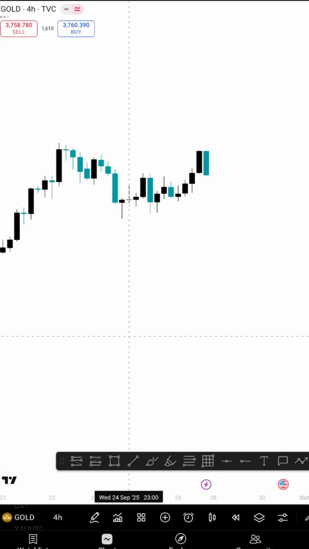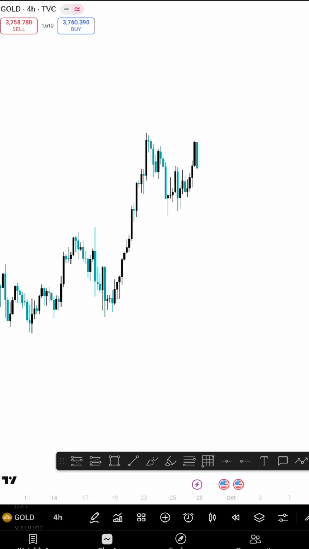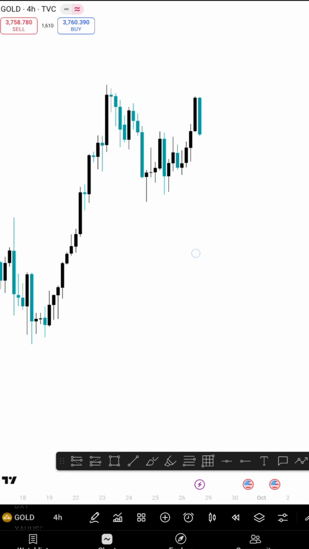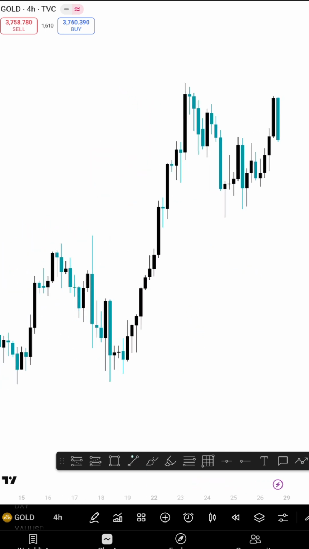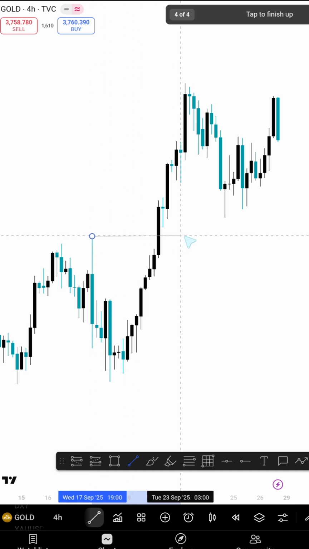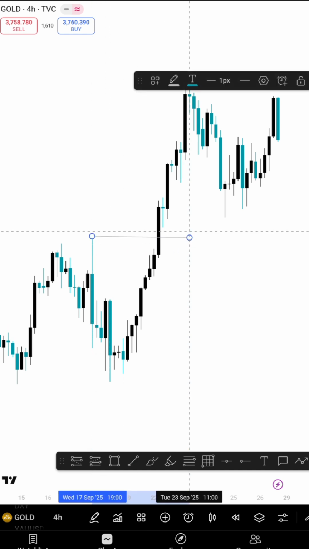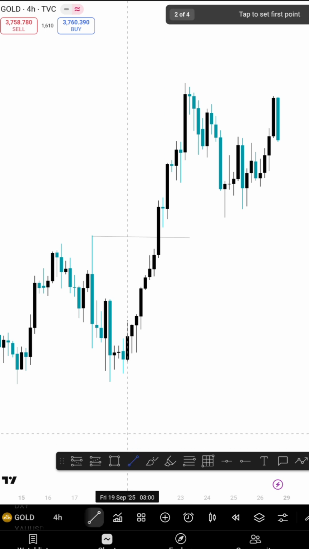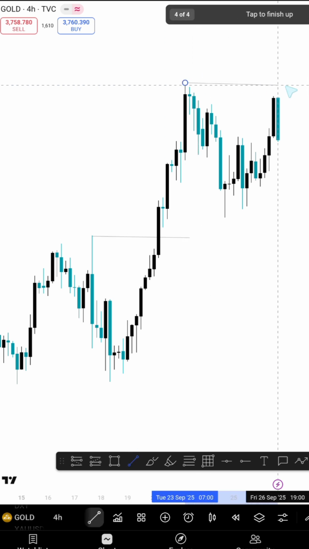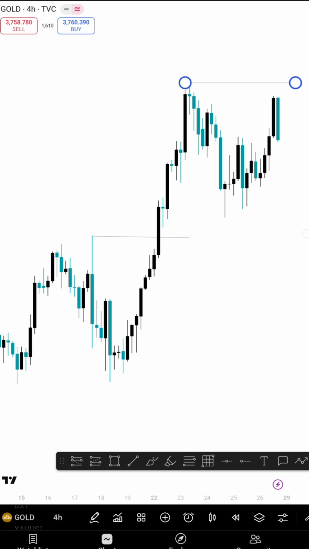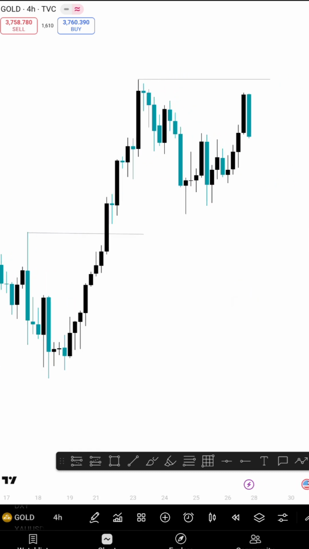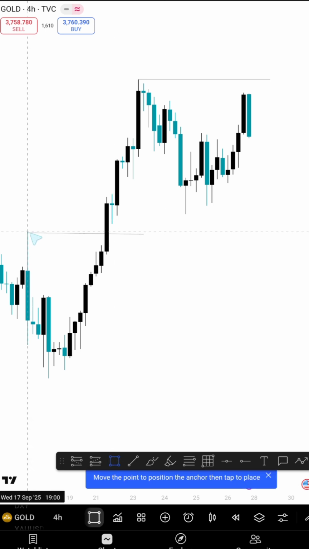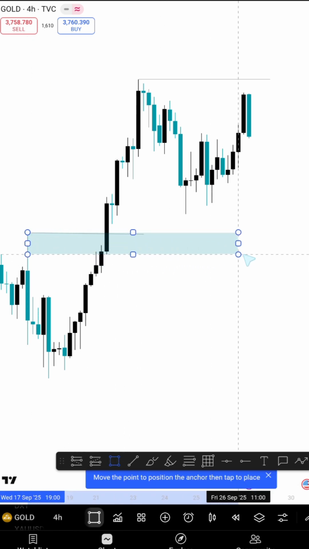Now let's check the 4 hours. Okay, so for the 4 hours, same thing. This was our last break of structure. And this would be our next break of structure. So this is the zone I am watching out for. This is our zone from the daily.